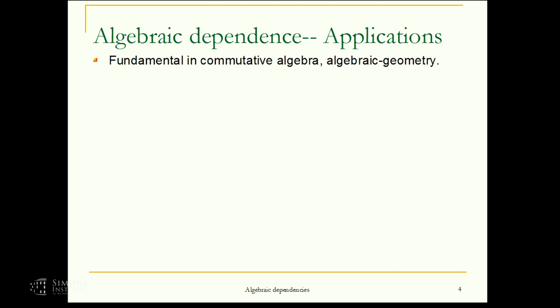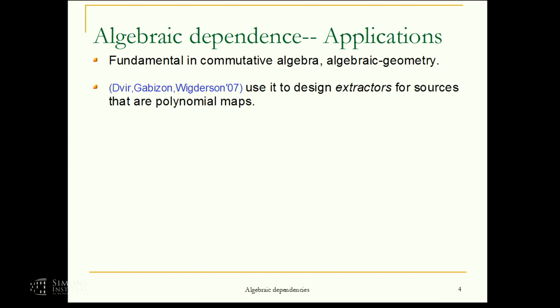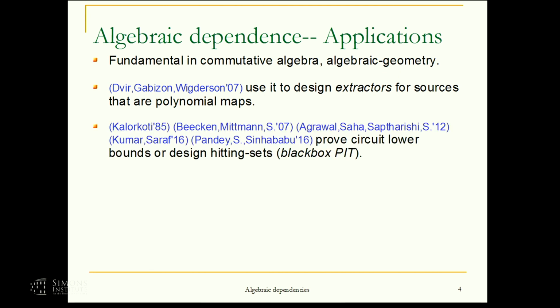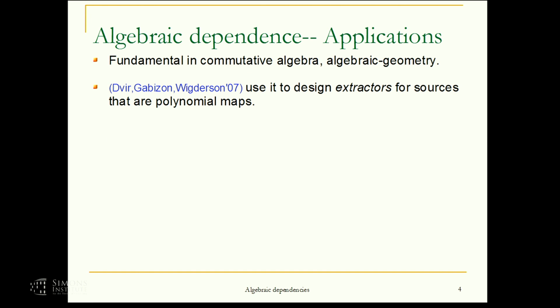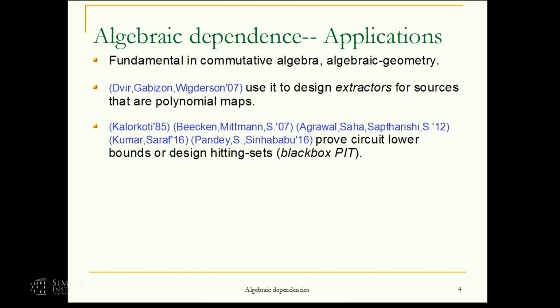So what are the applications, or where does this concept appear? This is fundamental in commutative algebra and also in algebraic geometry, because, as I have already defined ADF in that form, it's a question about the dimension of that variety. And in computer science, it was used to design algebraic pseudo-random objects called extractors. In fact, that picture of a polynomial map is basically inspired from this. And then it was used to prove lower bounds for circuits and also to design hitting sets in several works.